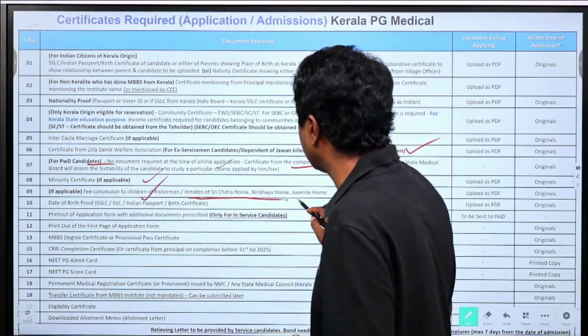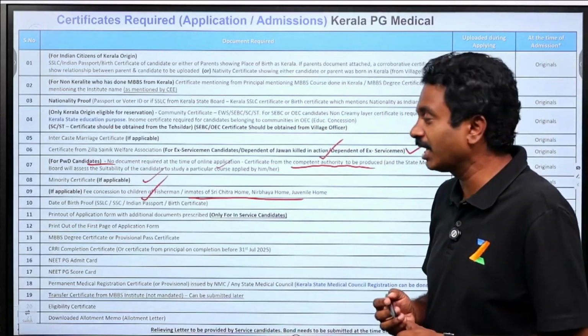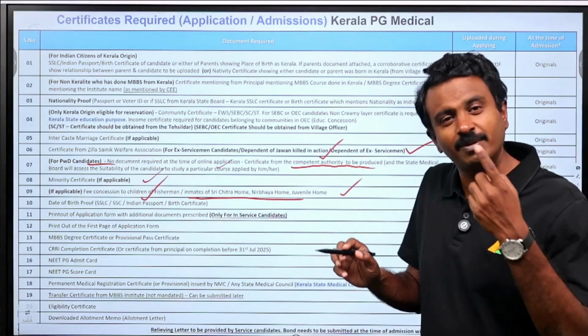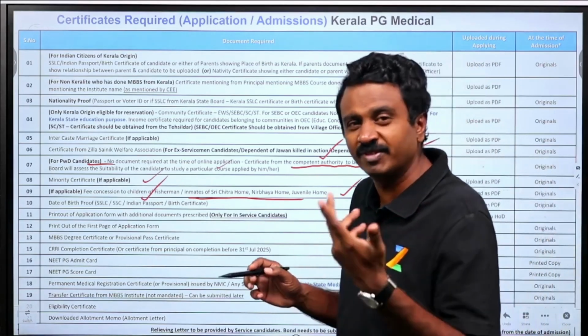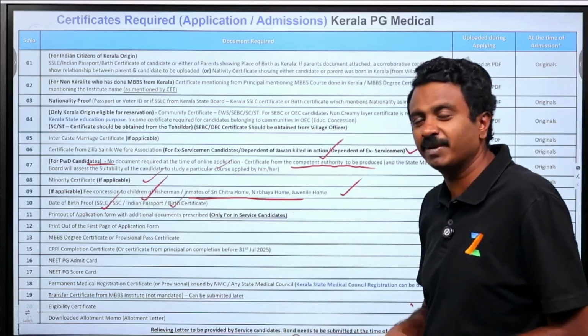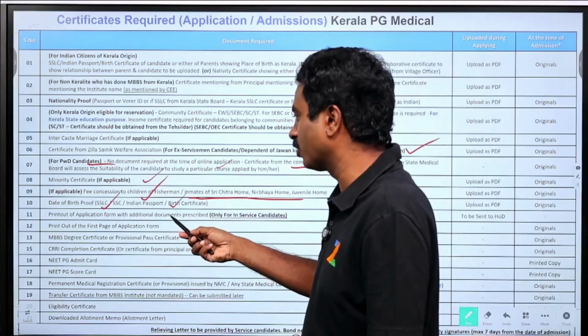Fee concession to children of fishermen, inmates of Sri Chitra home, juvenile homes, Nirbhaya home, etc. That certificate from the respective authority. The proformas will be available when you register itself. You can print out the proforma with your application number and get it signed. Date of birth proof: SSLC, SSC, Indian passport and birth certificate are fine. If you've already uploaded it once, the same thing can be uploaded against this.